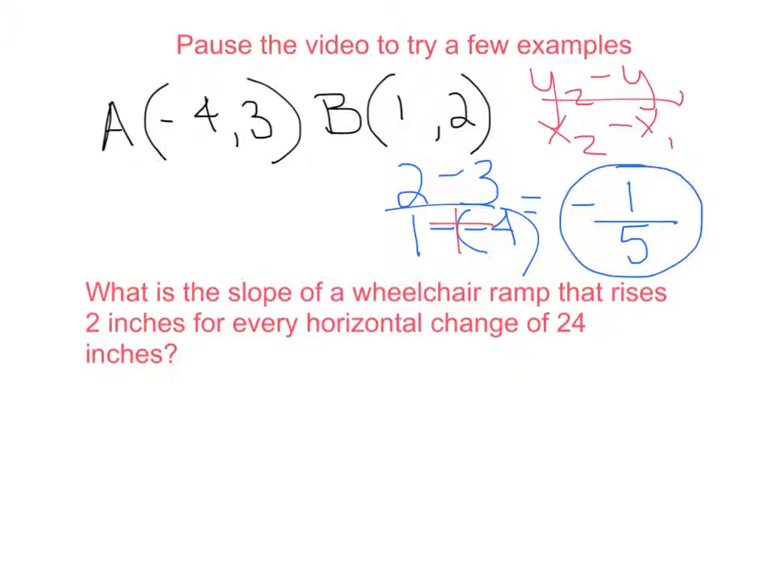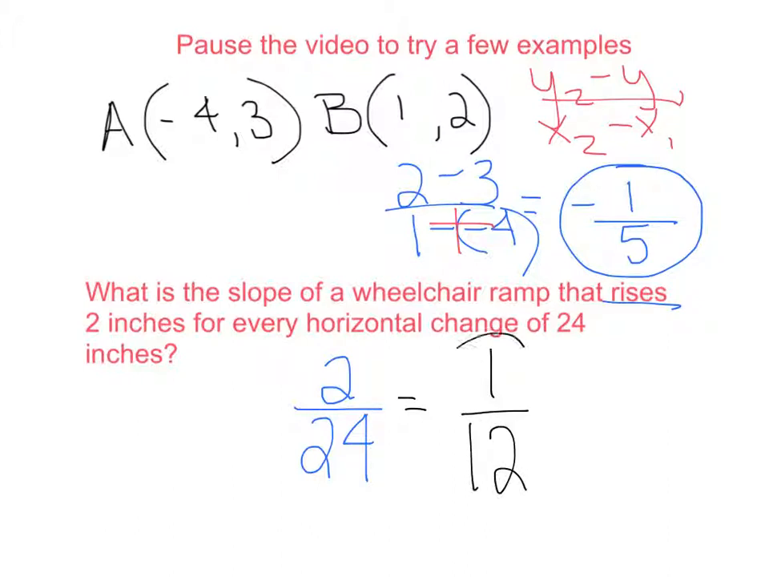For the next example, it says, what is the slope of a wheelchair ramp that rises 2 inches for a horizontal change of 24? So rise and then run, because you're horizontal, it's kind of going across the horizon, you run 24. Now you have to simplify like we do with any fraction, and so the slope of this line would be 1/12.